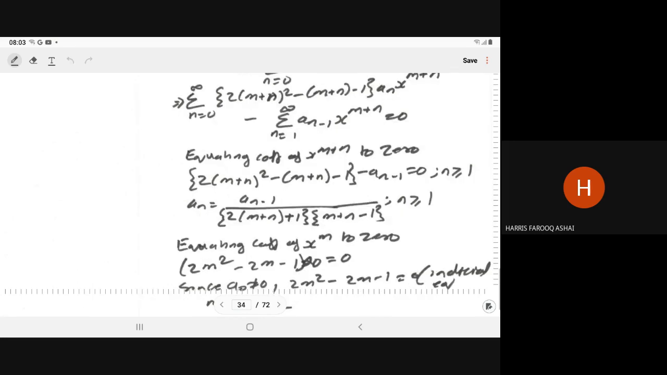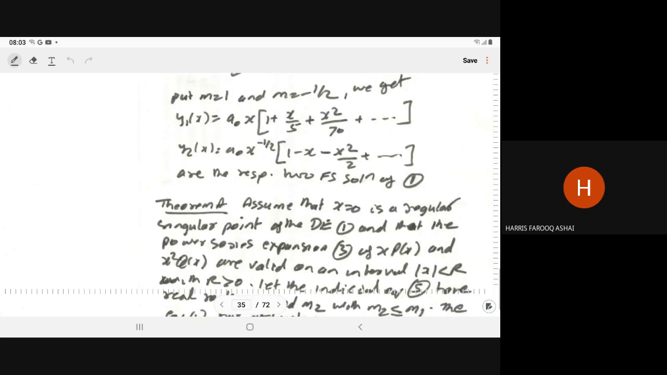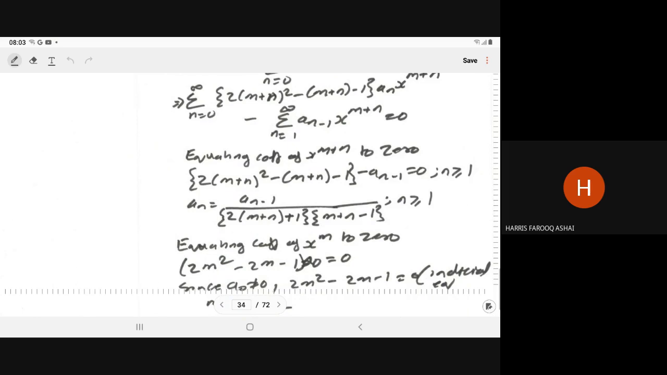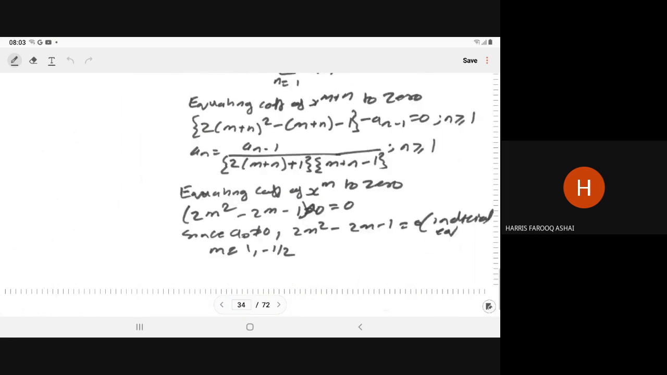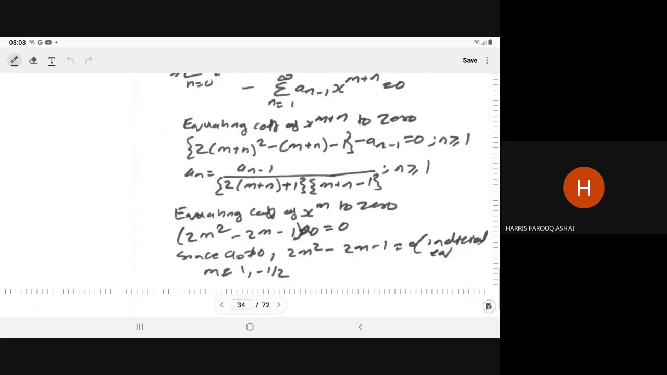So last time we have done this. Here we have the recurrence relation: an is equal to an minus 1 upon 2 into m plus n plus 1 into m plus n minus 1. On comparing the coefficient of x to power m, we have the initial equation with the roots m is equal to 1 and minus half.